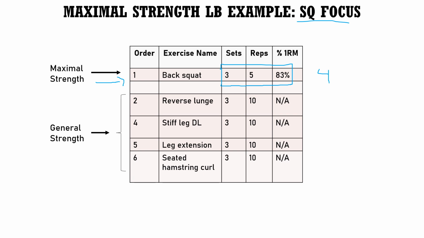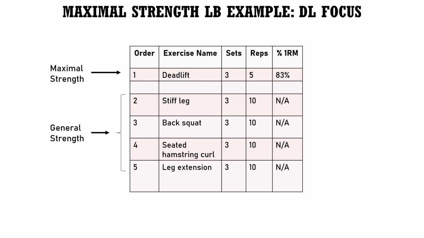Now, after the client was done doing this portion of the workout, we'd move on to the remainder of the lower body day. And as you can see, we just have 3 sets of 10 here. That general strength type of stimulus, looking to have a well-balanced approach to pushing and pulling. So you can see we have a reverse lunge here, a stiff leg deadlift, and then some isolation work to finish for the quads and hamstrings.